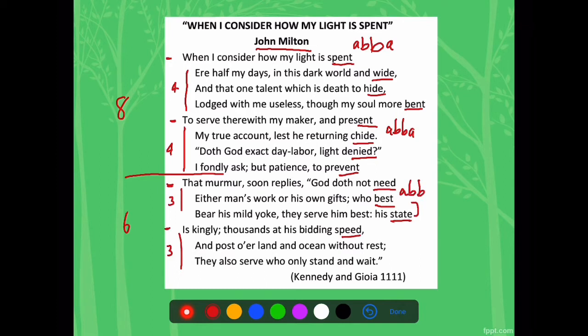A, B, B, actually. A, B, B, and then speed, rest, wait. We've got speed is A, right? But rest and best and state is B, B. So we've got A, B, B, A, A, B, B, A at first, and then A, B, B, A, B, B. That's how you note the rhyme scheme.